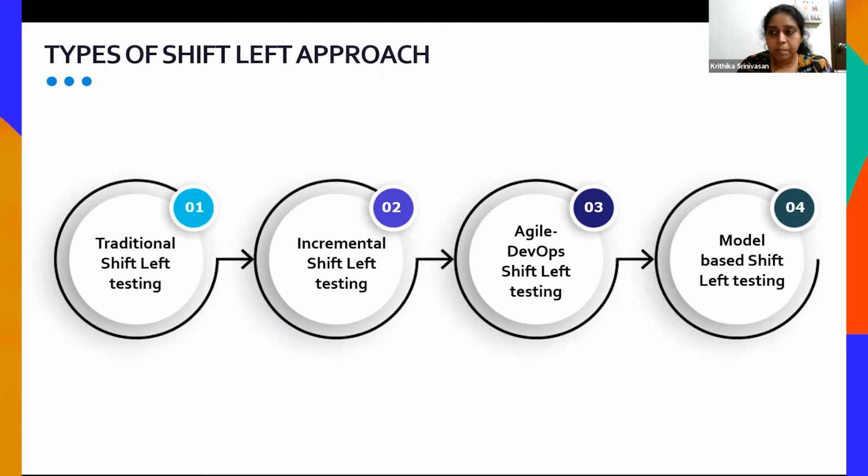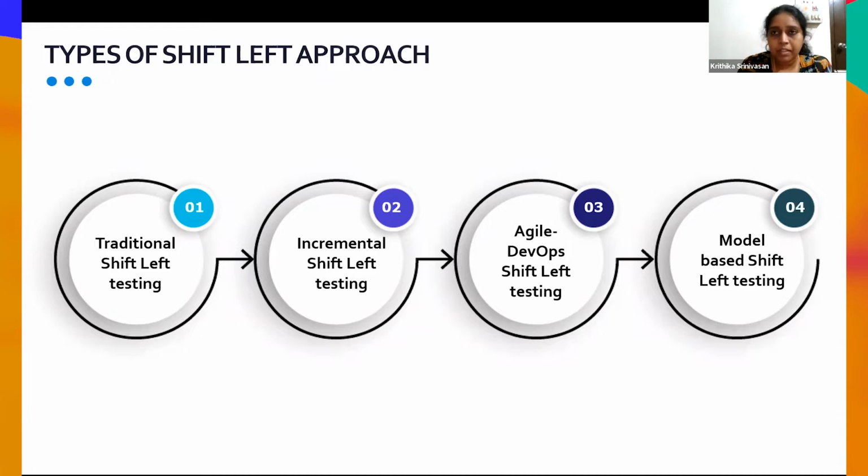Agile DevOps shift left testing is basically where the development and the testing happen in sprints. So for one sprint, there will be one module development. On that module, there will be development and testing of the particular module. And then at the end of the sprint, after the development and thorough testing, the application is integrated onto the original end product. And similarly, the next sprint happens and it continues.